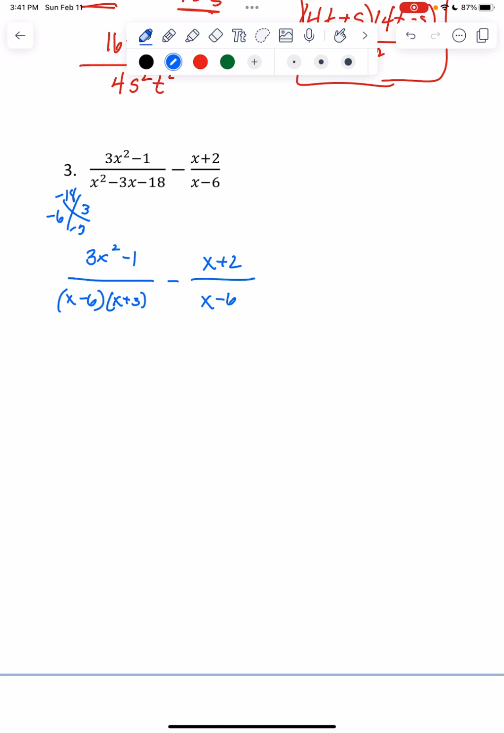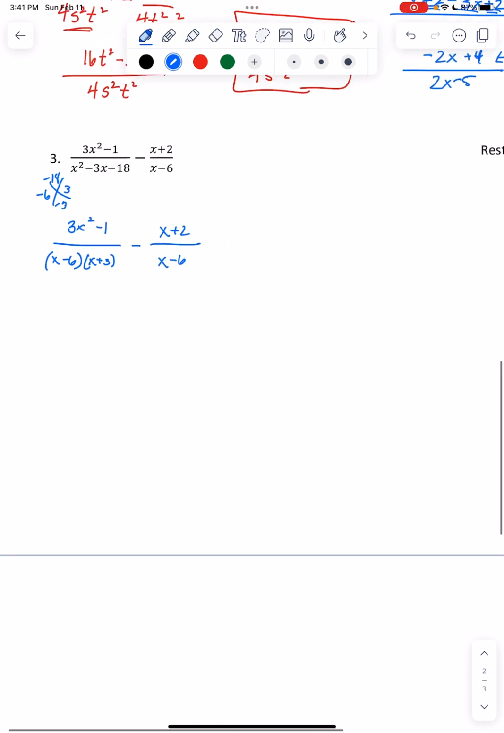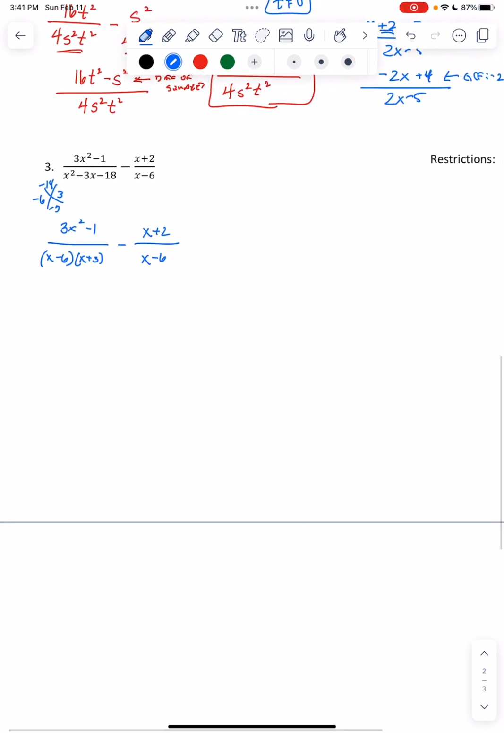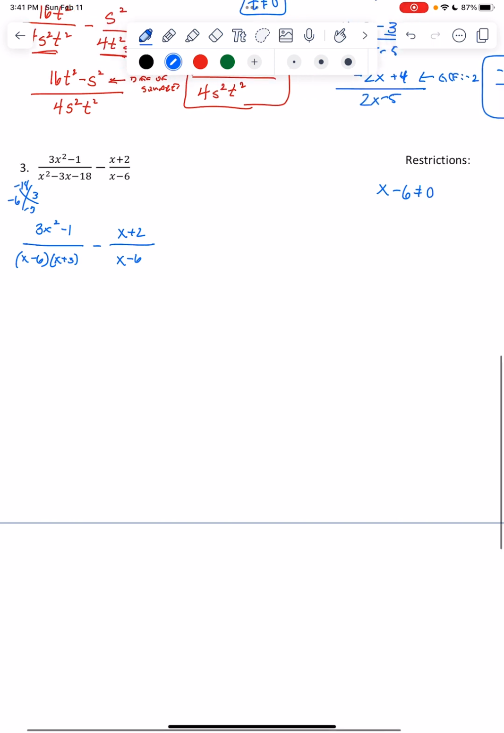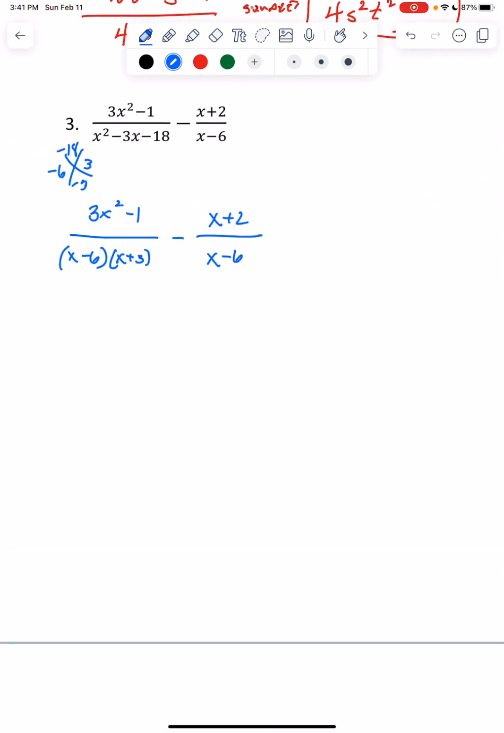Okay. So now we look restriction-wise. Sorry, it's way over here. We've got x minus 6 and x plus 3 in that denominator. So add your 6, subtract your 3. X cannot equal negative 3 or positive 6 for our restrictions. Okay? And then we can focus on combining these now.